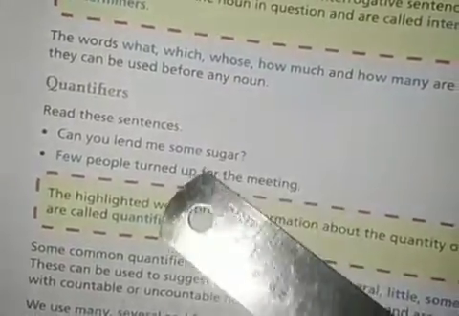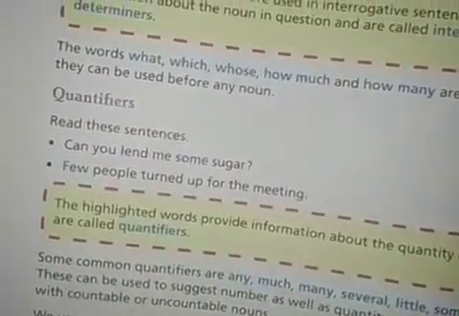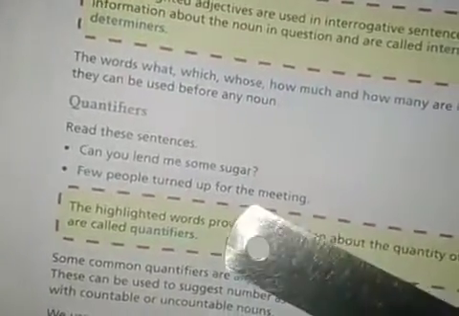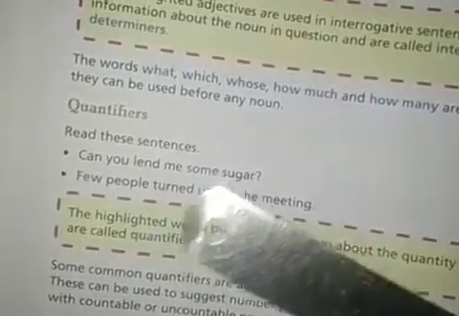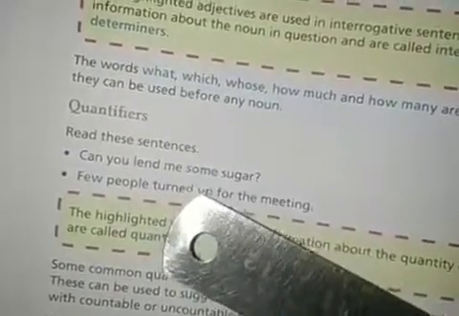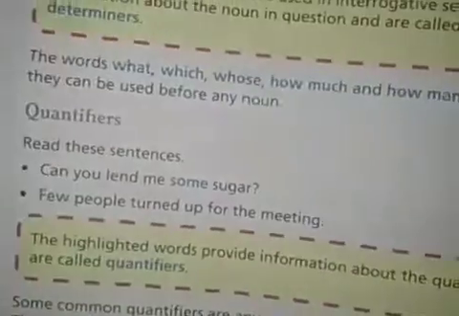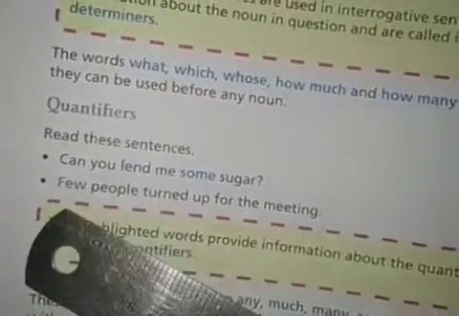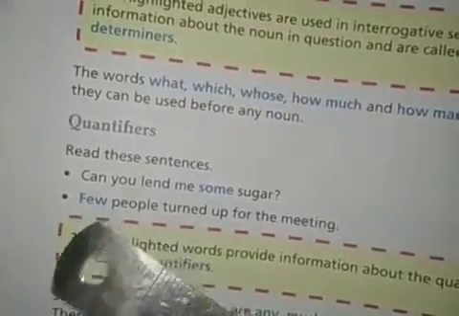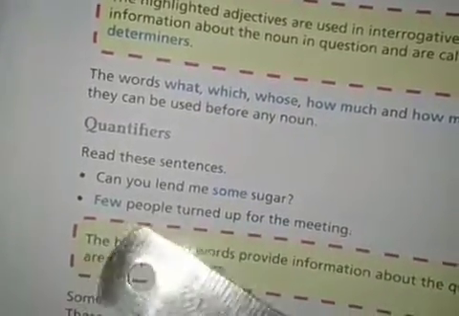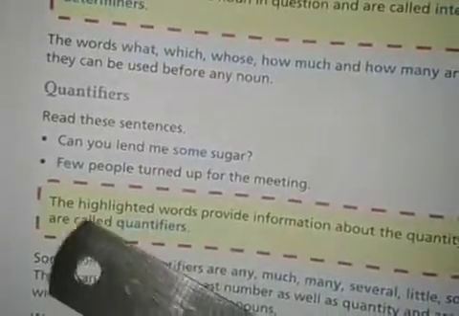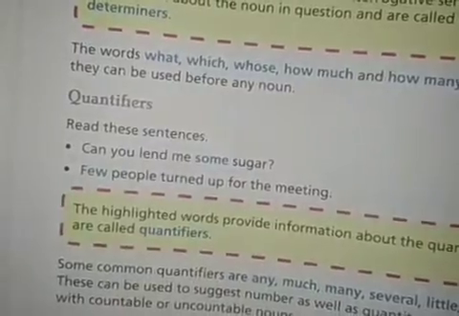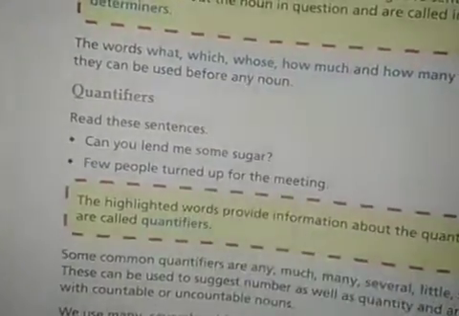So these types of words like some and few are used to understand the quantity of the noun. Like, the noun is sugar and some is used with sugar, then some is telling us about the quantity of the noun sugar, right? And in the second sentence also, the word few is used to tell us about the quantity of the noun people, right? So the highlighted words are providing information about the quantity of the noun in the sentence. Okay, and that is why they are known as quantifiers.